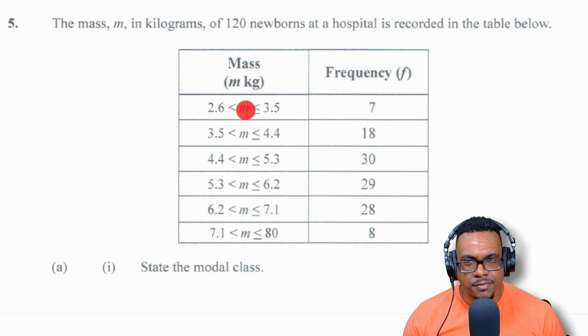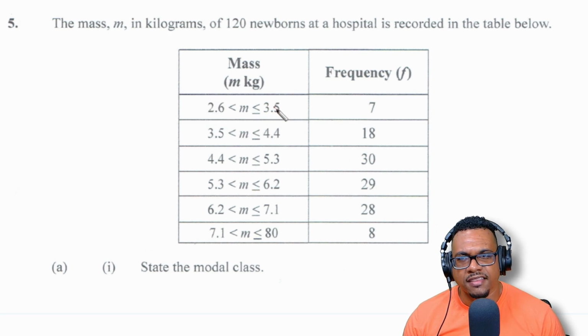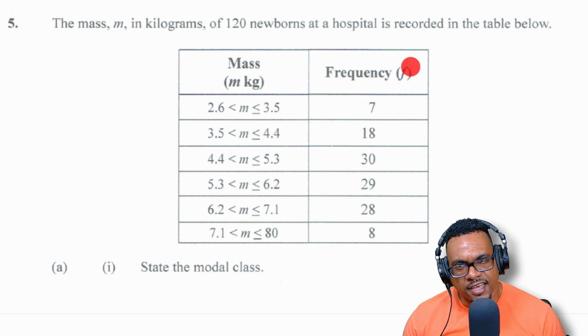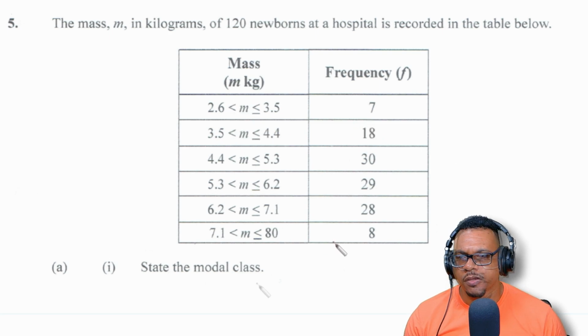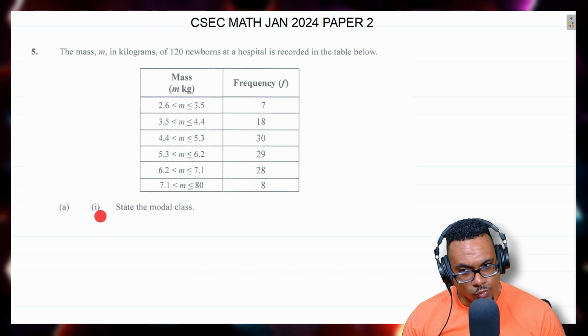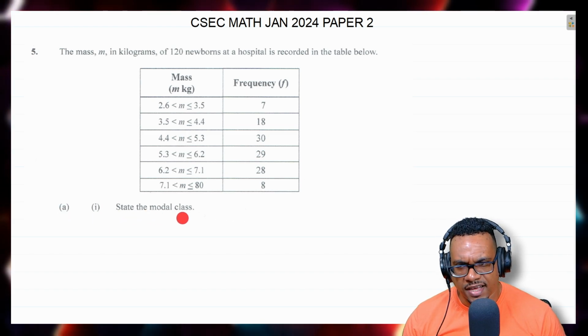So this M here is the mass, and what this class interval is saying is that the mass here is greater than 2.6 kilograms and less than or equal to 3.5 kilograms. So this would be a lower class limit, and this would be an upper class limit. And of course, here we have the frequency F. So we have 7 newborns within this class interval, 18 newborns within this class interval, and so on. Now here for part A, part 1, we want to state the modal class.